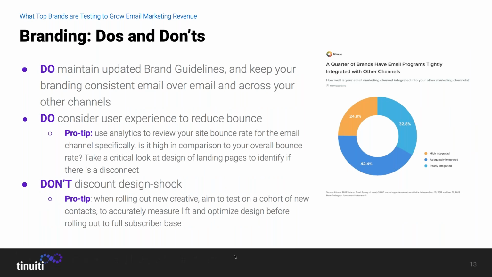So just jumping into a couple branding do's and don'ts. Branding is so important for us because that is like the representation of our relationship with our subscriber base. So it's really important that we keep that consistent. One of the best ways of doing that is maintaining updated brand guidelines and keeping that consistent across email to email, the journey from email to website, and then across all of your channels so that your contact can easily identify who you are when they're engaging with you in different channels.